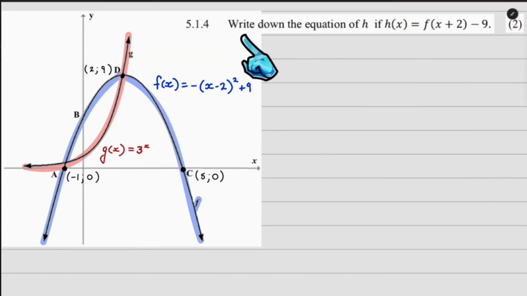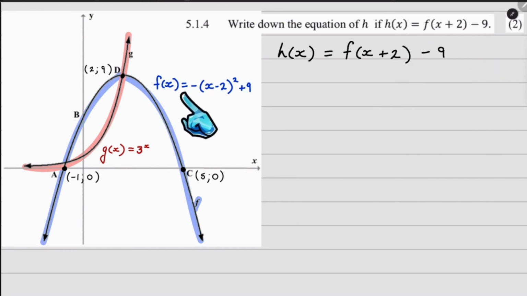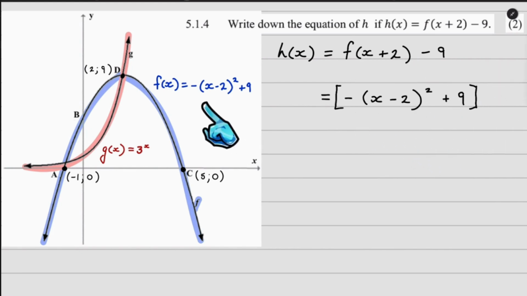5.1.4 asks us to write down the equation of h of x, a new function, if h of x is the equivalent of f of x plus 2 minus 9. Right, so I'm going to start by writing this down. Now we have f of x's formula over here. Now what this is telling us to do is it's telling you replace your x's with x plus 2. So what you do is you just grab this equation here.